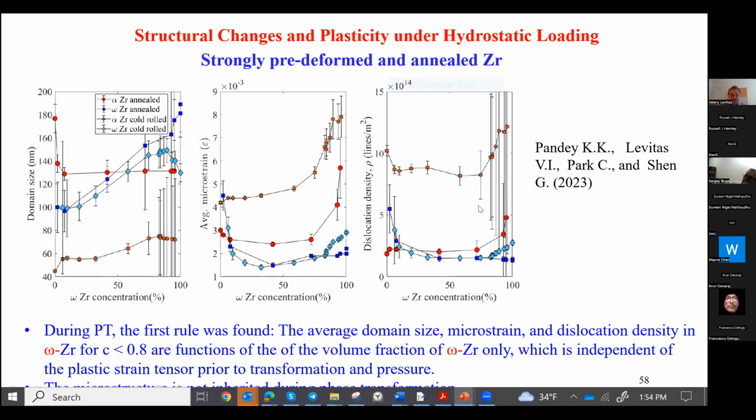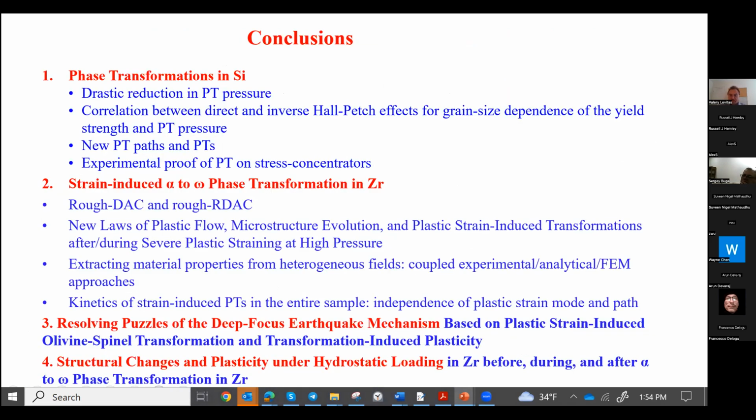And we found first rules which are similar to what we found on the plastic strain: that average domain size, microstrain, and dislocation density during phase transition are a function of volume fraction of omega zirconium only, which is independent of plastic strain tensor prior to phase transformation and independent of pressure. And well, in the remaining two minutes, I will present the conclusion.